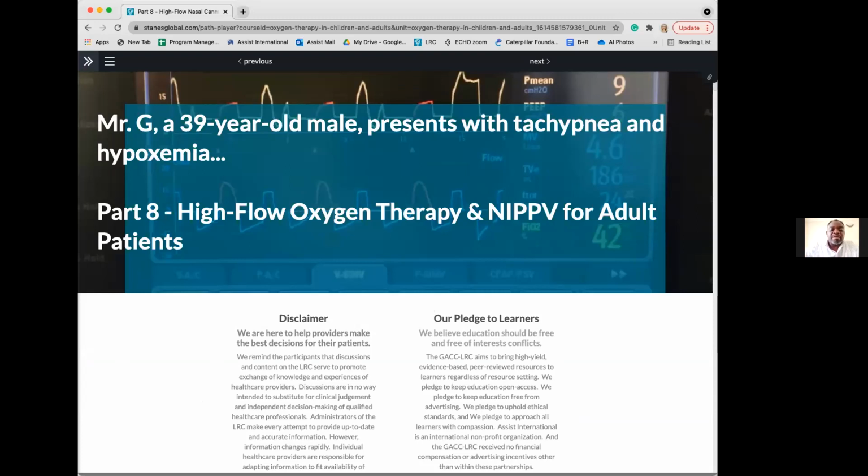So today's case is Mr. G. It is a 39-year-old male who presents with history of tachypnea and hypoxemia. Part of its management is the use of high flow oxygen therapy and non-invasive positive pressure ventilation.